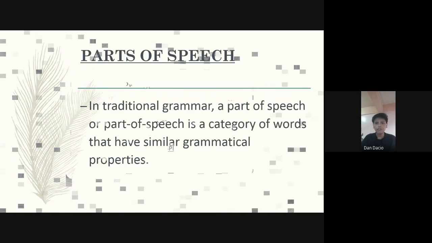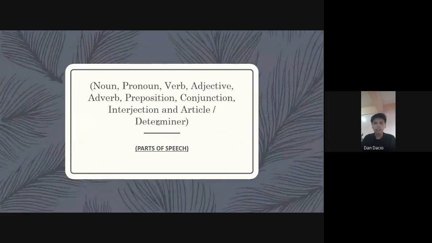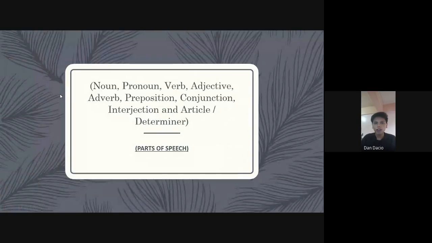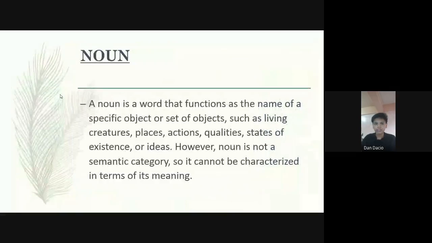So there are different parts of speech, and these are the following: noun, pronoun, verb, adjective, adverb, preposition, conjunction, interjection, and article or determiner. So let's begin with noun. A noun is a name of a person, a place, animal, thing, ideas, or events. A noun is a word that functions as the name of a specific object or a set of objects, such as living creatures, places, actions, qualities, states of existence, or ideas.